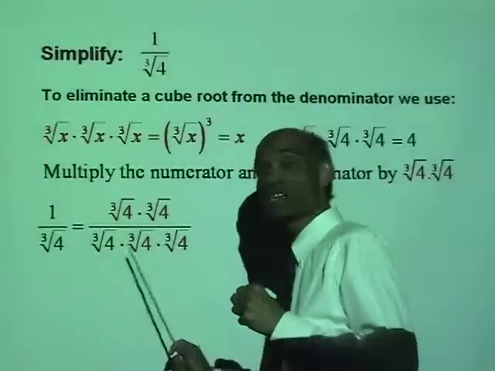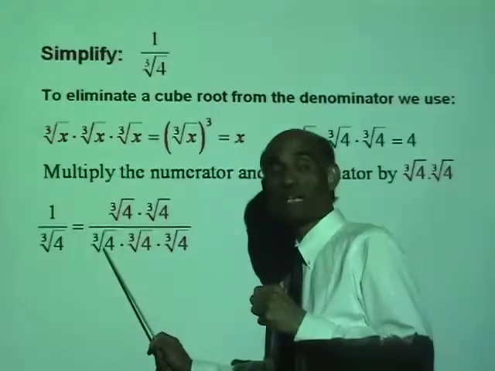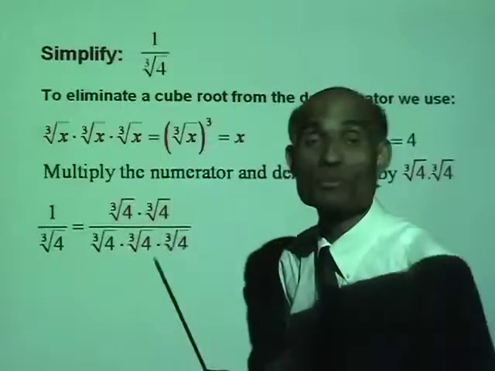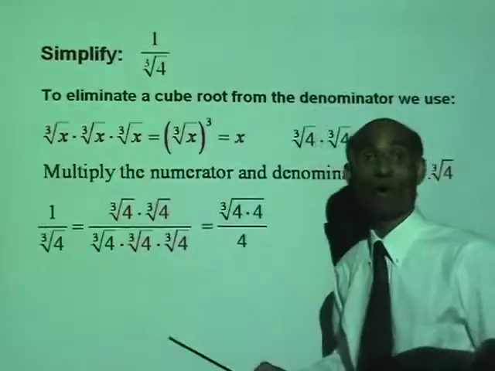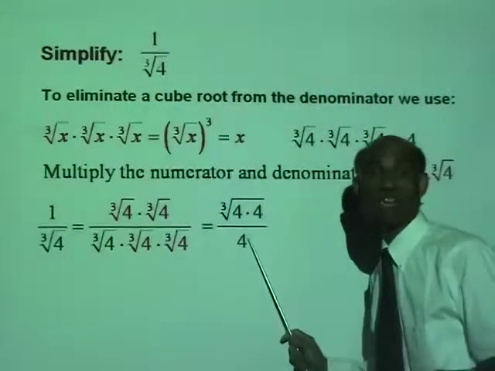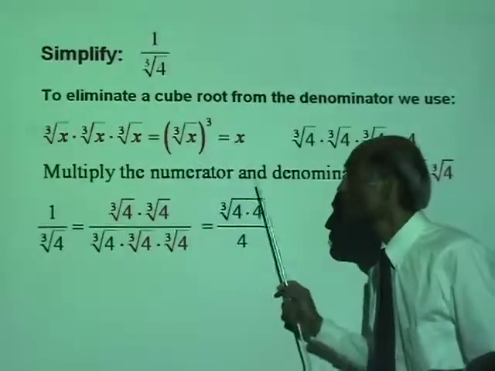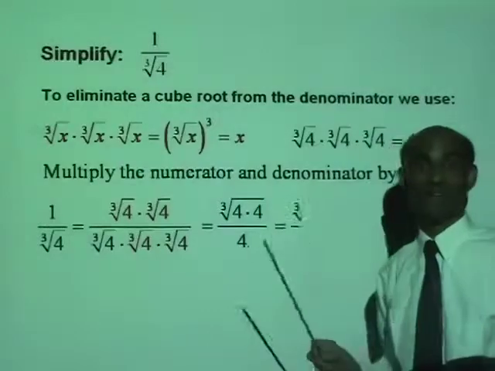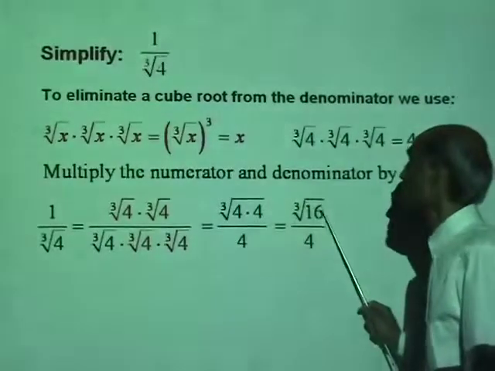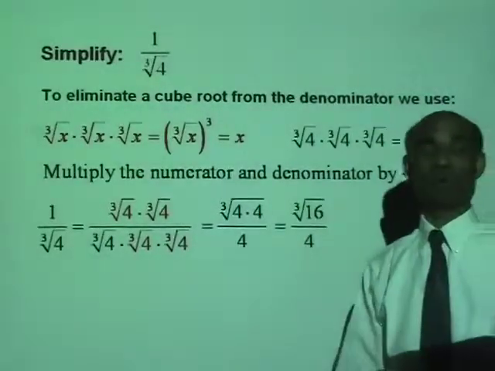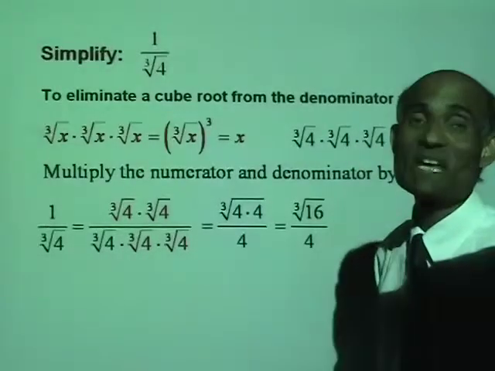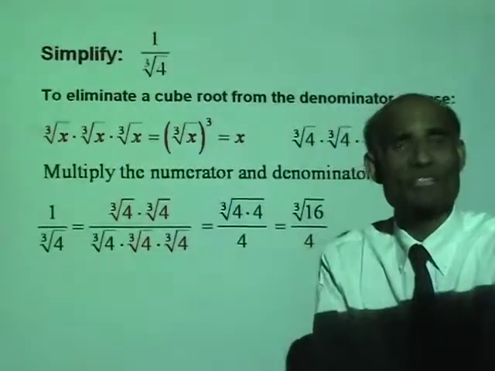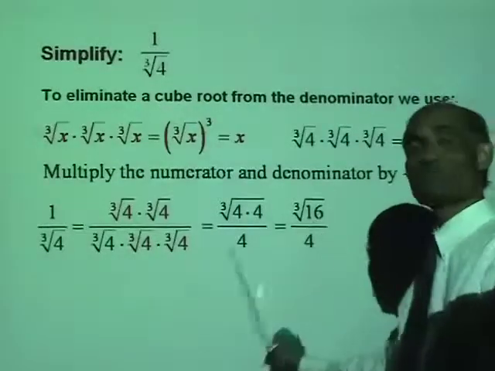And what will be the denominator? Cube root 4 times cube root 4 times cube root 4 is 4. So that's the next step. We have cube root of 4 times 4 divided by 4. And that is cube root of 16 divided by 4. Alright, let me see how many of you can simplify cube root of 16. Can this be simplified?